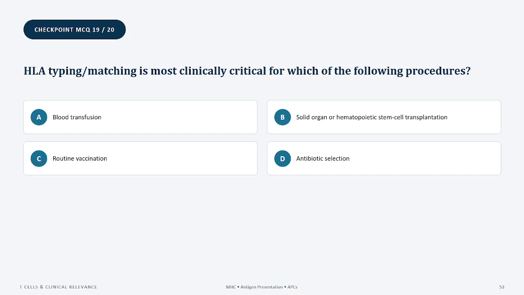So yes, option B is correct. However, blood transfusion is via a standard protocol where it relies on the ABO and the RH blood group typing, not HLA typing. And routine vaccination triggers the protective antibody responses, not tissue matching. Antibiotic selection is also something not to do with human genetics.